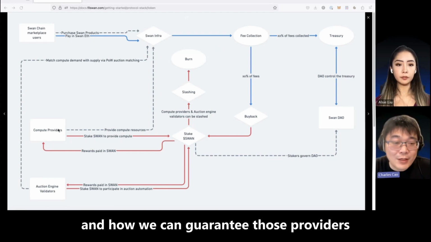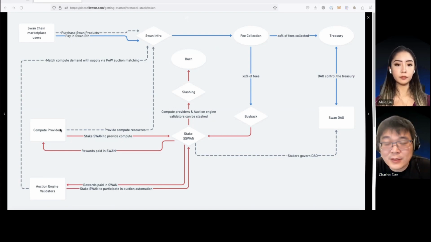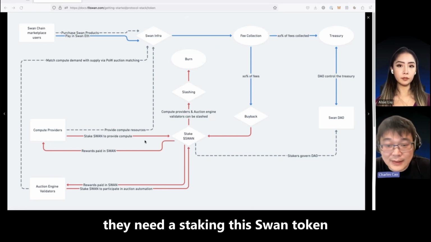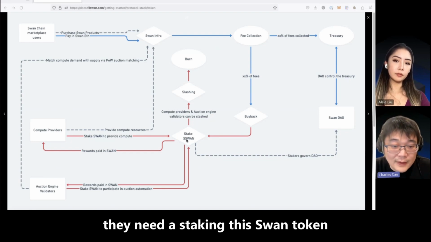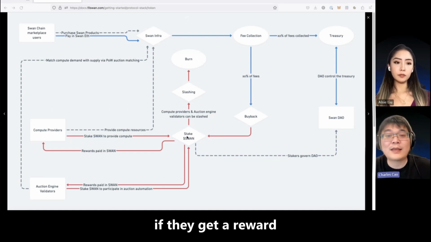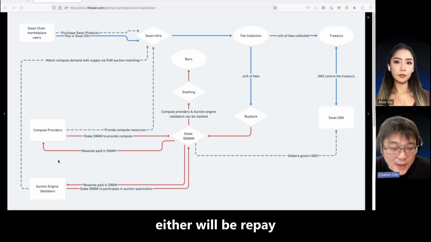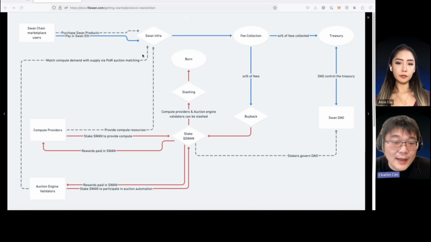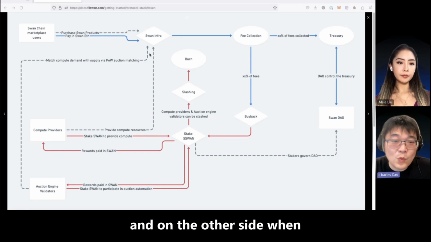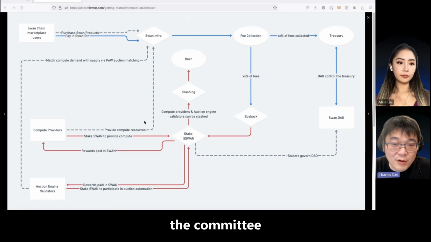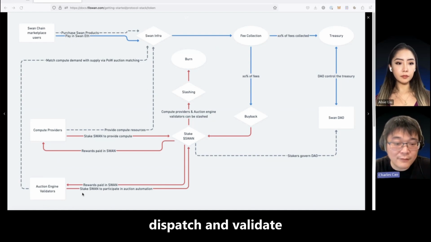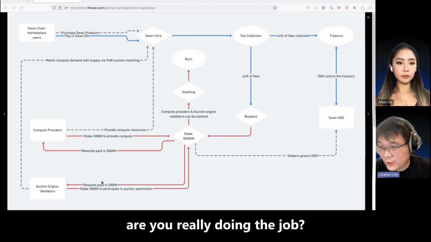And how can we guarantee those providers are stable and work with us to provide quality service? They need to stake the Swan token, and in the future, if they get a reward, it will be repaid in the Swan token format. On the other side, when the computing provider wins a bid, the auction engine dispatches and validates: are you really doing the job?